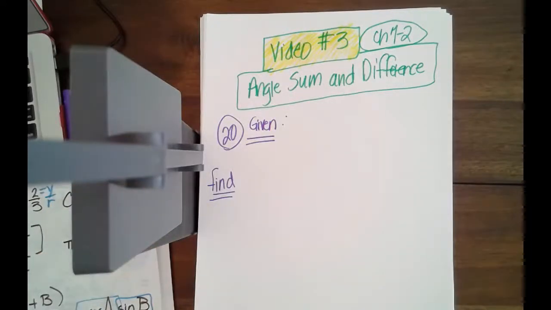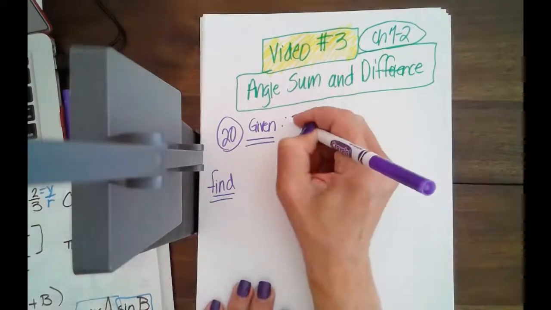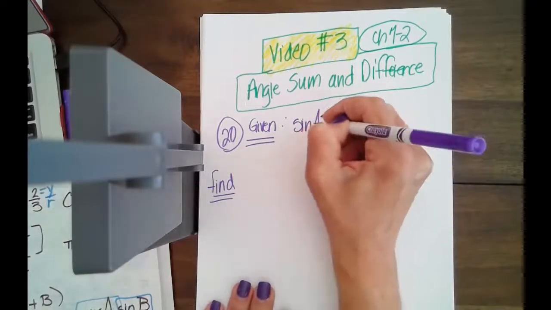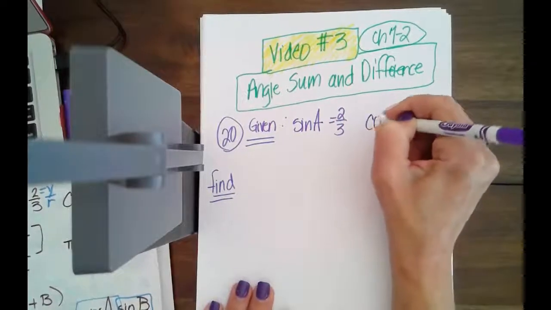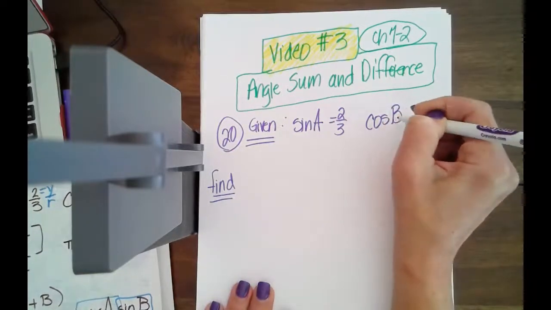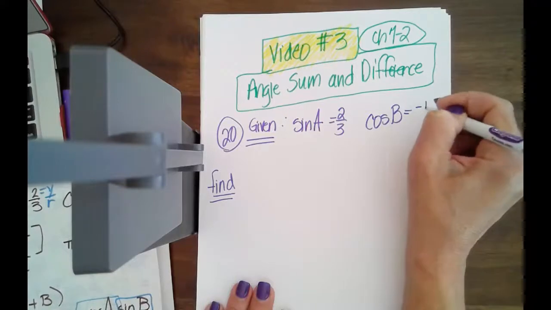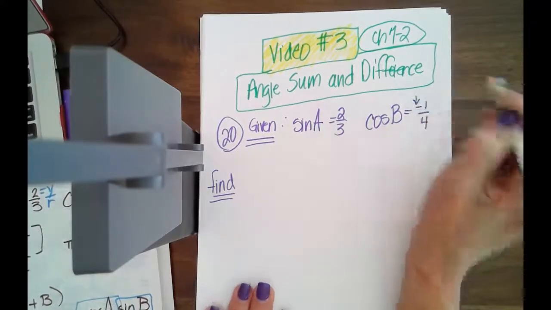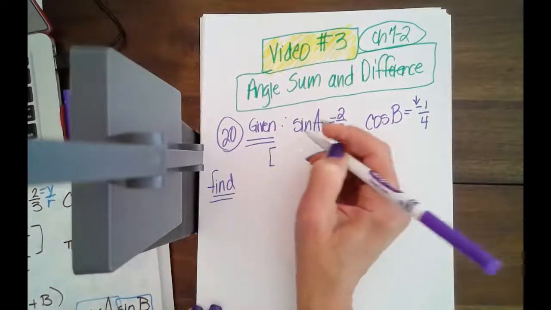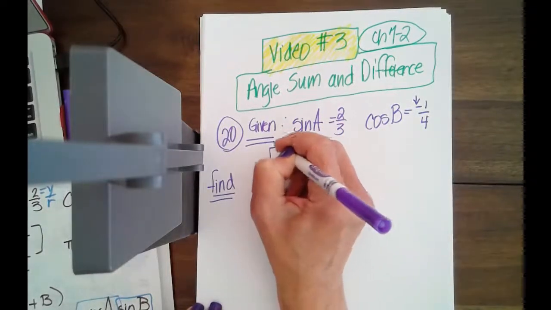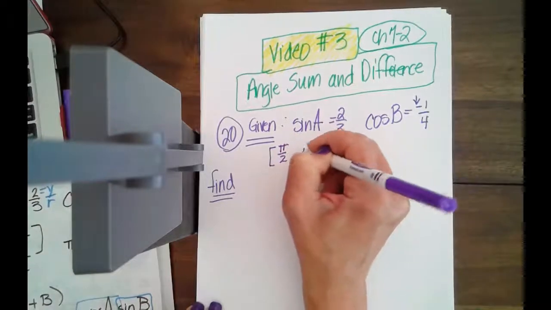Okay, so this is a given and then a find. They're going to give us some information and then say, use this to find something. Let's see what we're given. We are given the sine of our alpha angle is 2/3. We are given a cosine of our beta angle equals -1/4. So we know cosine is negative. We are also given that the angles are in the interval from pi over 2 to pi.